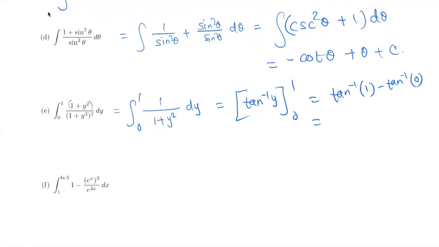And we know that tangent of 45 degrees is, or tangent of pi over 4, because calculus does not work on degrees. You can never write degrees, only radians. Tangent pi over 4 is 1. That means tangent inverse, arctangent of 1 is pi over 4. And tangent 0 is 0. That means tangent inverse 0 is also 0. So the final answer is pi over 4.